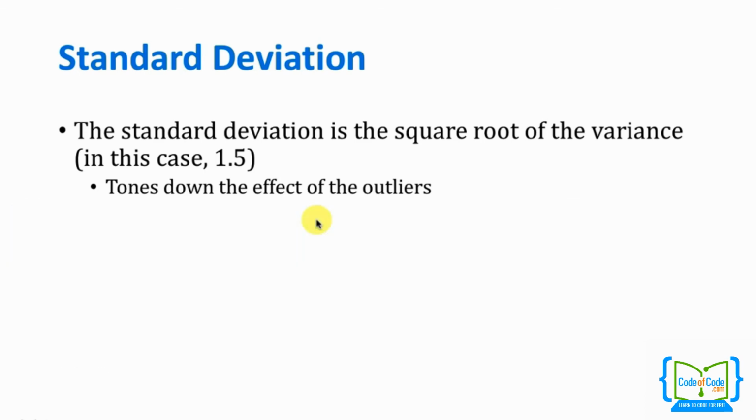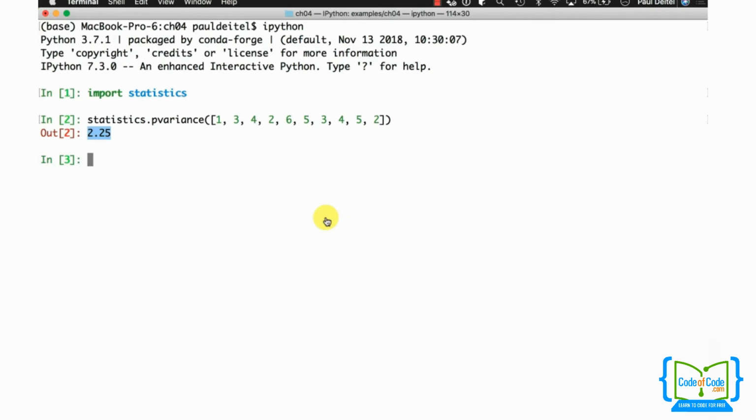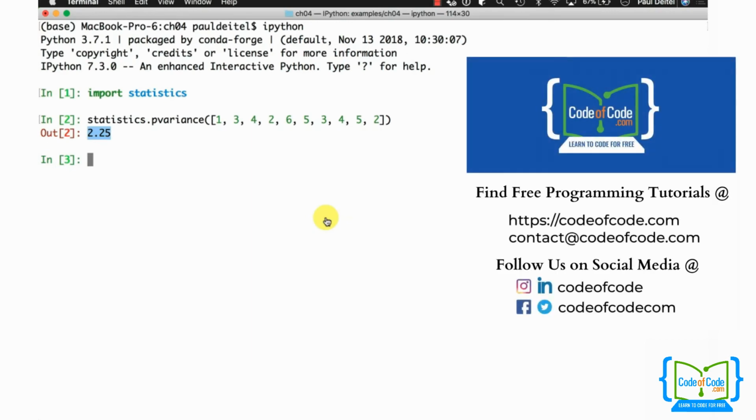In terms of calculating the standard deviation, we can do that a couple of different ways. We can use the statistics module's function for population standard deviation, which is pstdev. P for population, st for standard, and dev for deviation. And if I execute that, you can see that the result is 1.5.